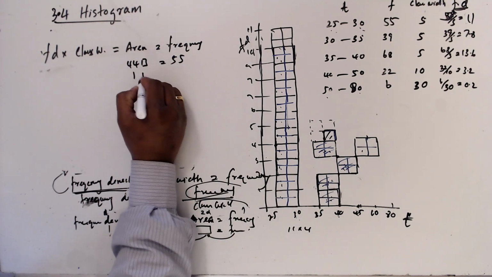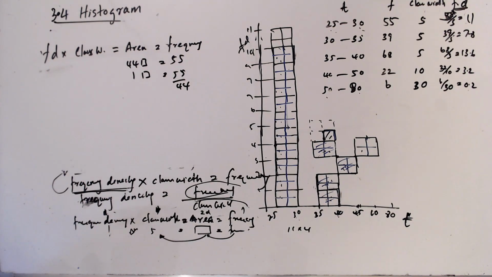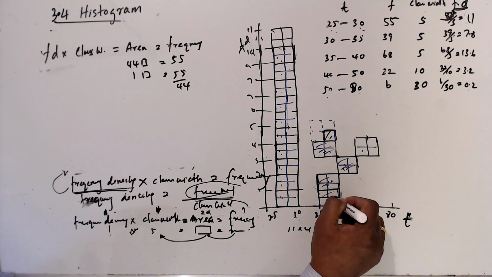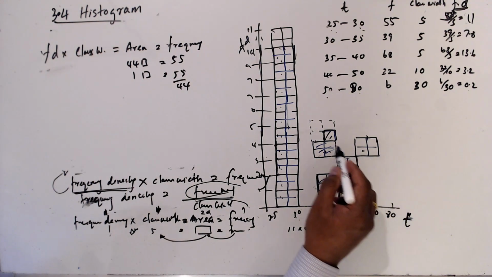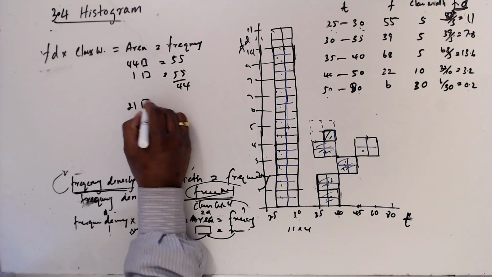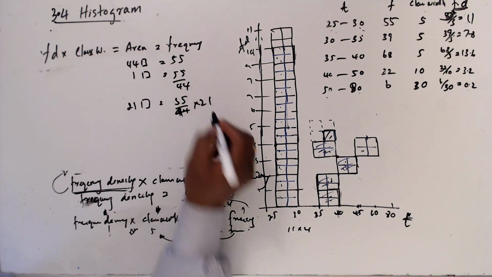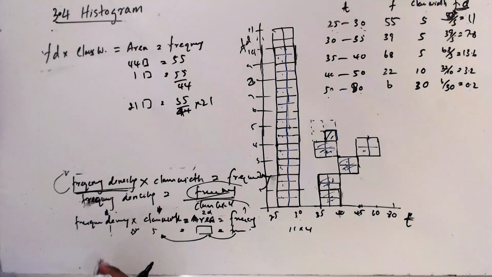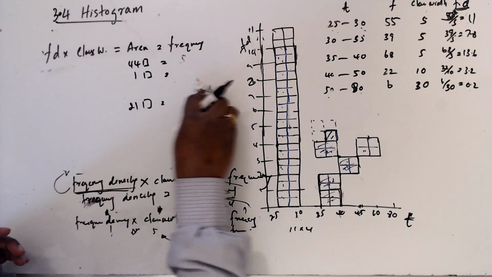44 small boxes is 55 frequency. Then one small box is 55 divided by 44. Then we need how many small boxes? 4, 8, and 1, 2, 3, 4, 5: 20, because 4 times 5 is 20, and 21. Then 21 small boxes is 55 divided by 44 multiplied by 21. Then you will get the frequency. Here I saw that 55 frequency is given. Otherwise, how do you do this sum?